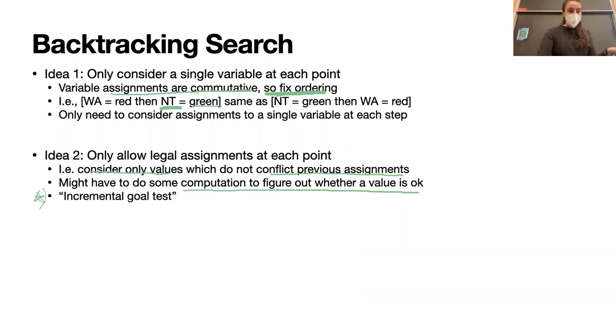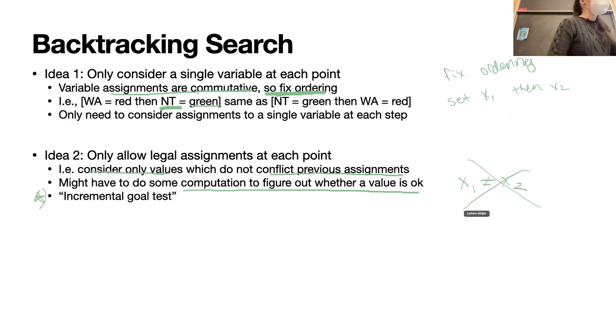Let me give a couple examples of what this looks like. So in this example, this would basically say you fix the ordering. So if we were to bring it back to the two bits example, this would say that we basically get rid of all the redundancy. So what we'd say is, well, we're going to set X1 and then we're going to set X2. And here, what this would do in the two bits example is it would say, if you get to an X1 that's not equal to X2, you just throw it out.